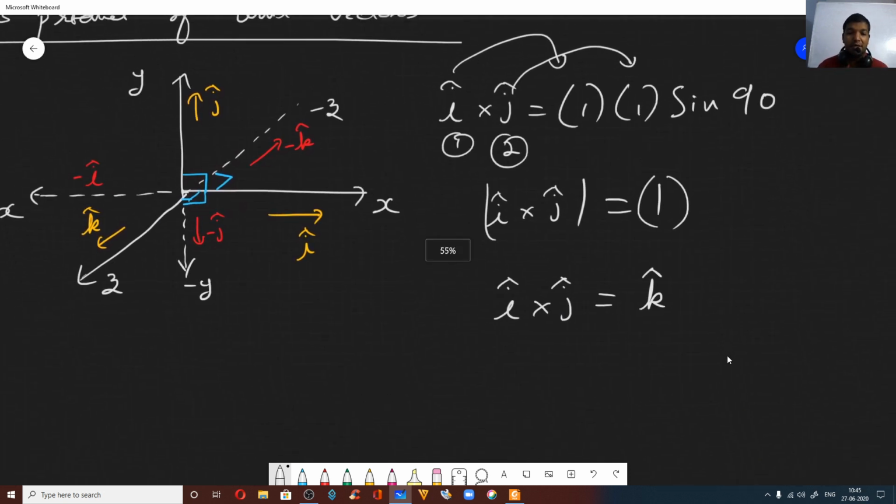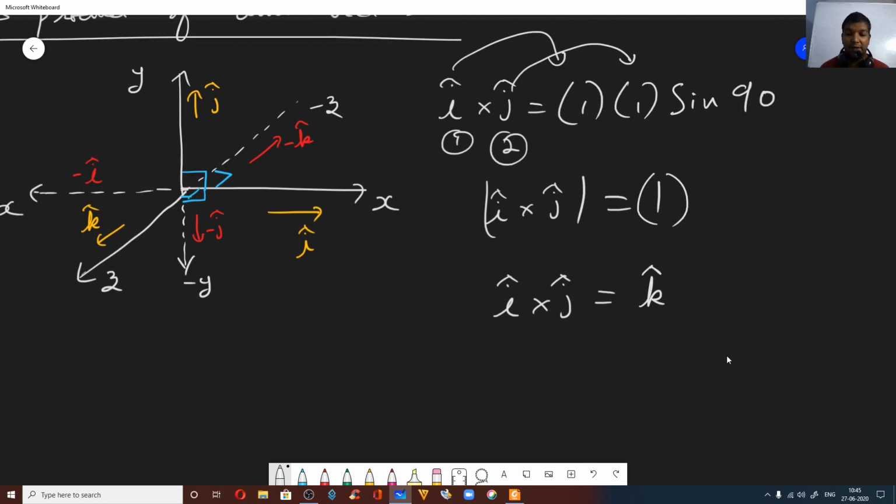I hope you got it. So we are using unit vector k here. The magnitude of i cross j is 1. What is the direction? Z axis. Now what is the vector we use to specify direction along the z axis? K cap. We simply multiply the magnitude with the unit vector. So 1 into k, we got k cap here. I hope you got this.